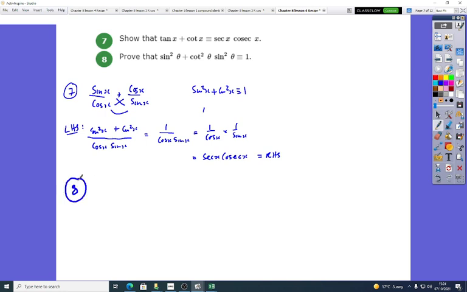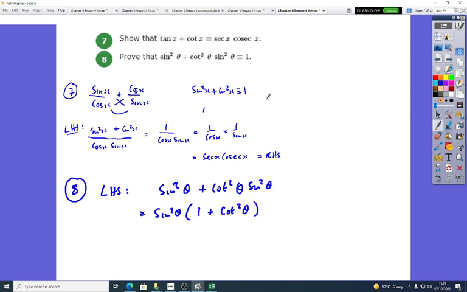Question 8. Now, straight away, I'm going to start on the left-hand side. I'm going to start with this statement and say sine squared theta plus cot squared theta times sine squared theta. Now what's the beauty about this? I've got sine squared there and I've got sine squared there. So I'm going to put that as sine squared theta, factorize it, and put in 1 plus cot squared theta.